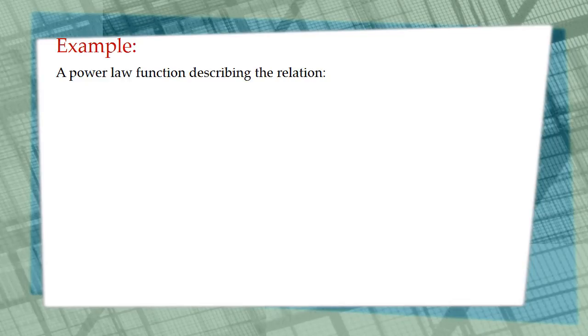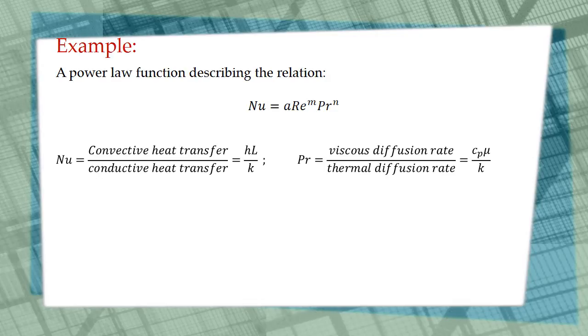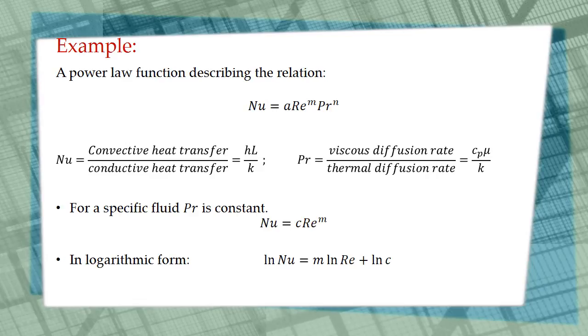Here is a practical example. A power law function that can be described by the following relation, where Nusselt number is a function of Reynolds number and Prandtl number. Nusselt number is the ratio of convective heat transfer to conductive heat transfer, and Prandtl number is the ratio of viscous diffusion rate to the thermal diffusion rate. But for a specific fluid, Prandtl number is constant, so Nusselt number is just a power function of Reynolds number. In logarithmic form, we can write ln of Nusselt number equals m ln of Reynolds number plus ln of c, which is similar to a simple straight line, that is y equals beta naught plus beta 1 x.